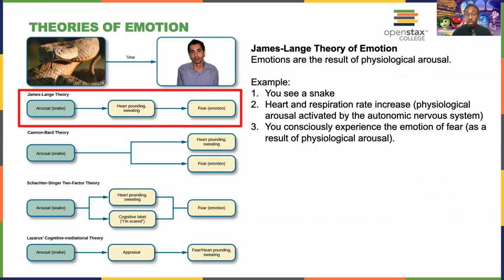So, for example, you see a snake, and upon seeing the snake, your heart rate and your respiration increase, being activated by the autonomic nervous system. And then, because of that increase, that physiological change, you consciously experience the emotion of fear. That the physiological change is required for the conscious experience of fear.